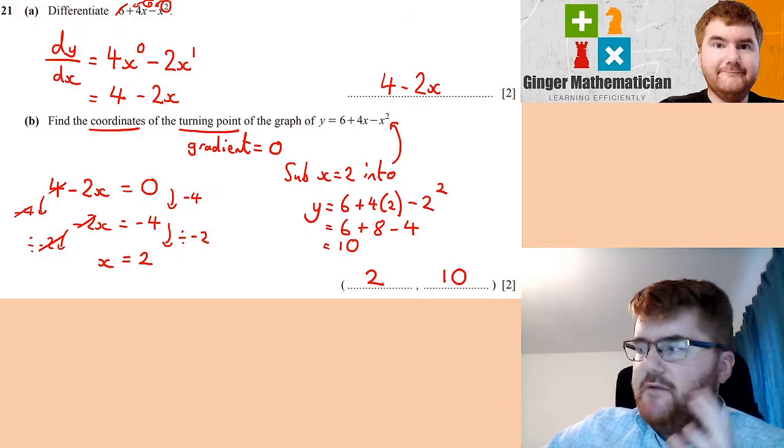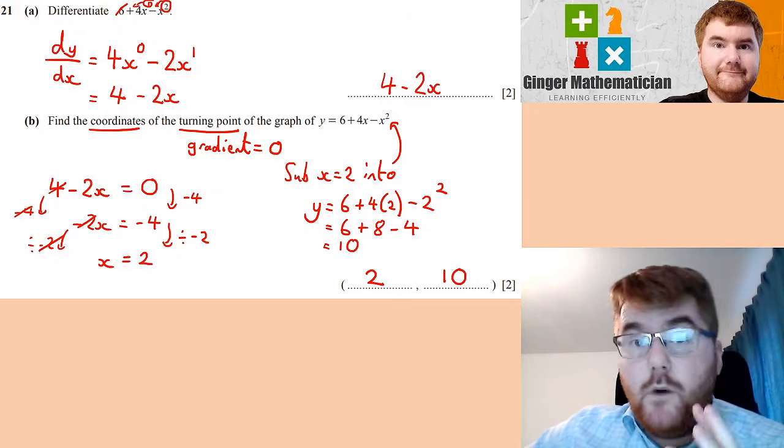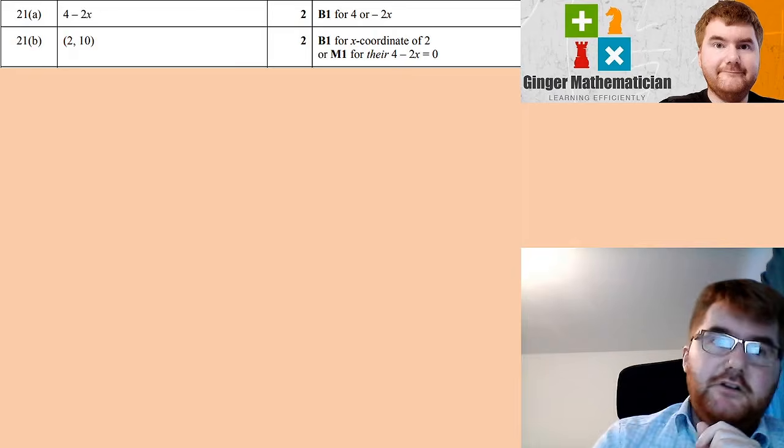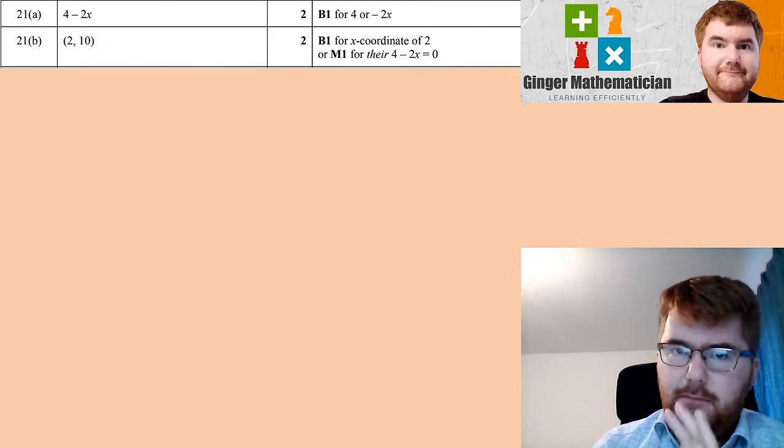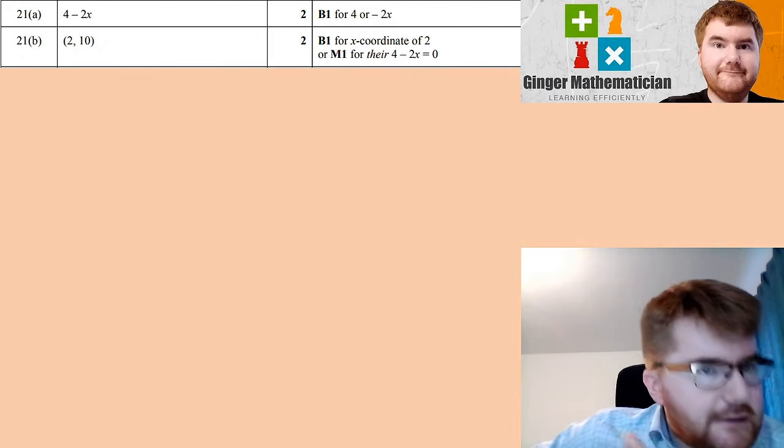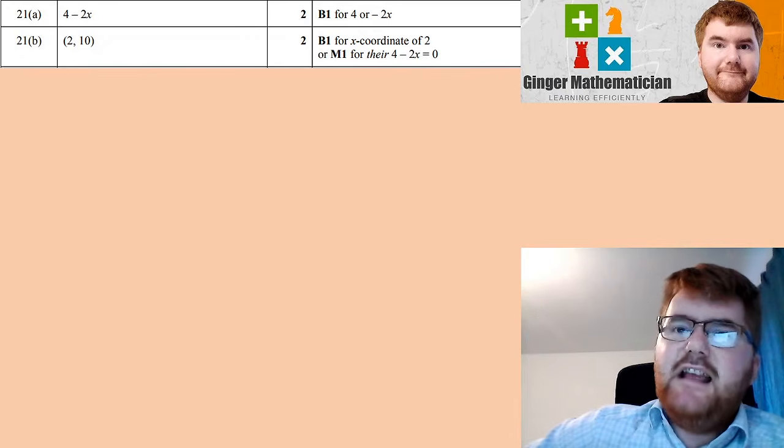So you need both the x-coordinate but also the y-coordinate there as well. And you can have a look at the mark scheme. This is where you pick up your method marks if you go a little bit wrong right at the end.